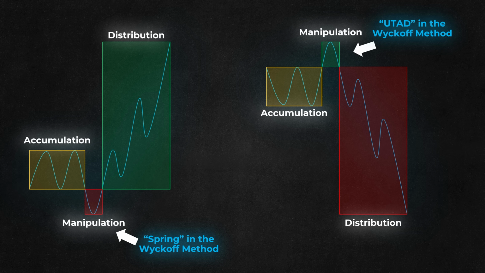Wyckoff proposed that well-informed buyers would deceptively induce sellers to the downside, just so that these well-informed buyers could get in, and then price would create an upward movement, leaving sellers frustrated. Wyckoff called this manipulation before the uptrend a spring. Some people call this a bear trap because it misleads sellers.